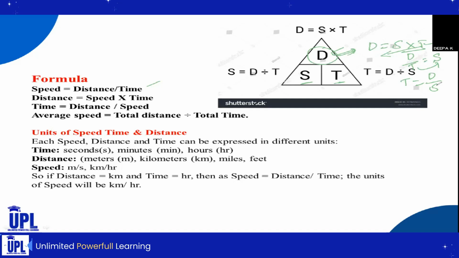What is that? That is average speed. This is average speed. It is mostly related to a speed formula. That means average speed is nothing but total distance divided by total time. So we can take D divided by T, which is nothing but distance divided by time. So here, if we want to calculate average speed, then we have to do total distance divided by total time. This is a formula to find out the average speed.